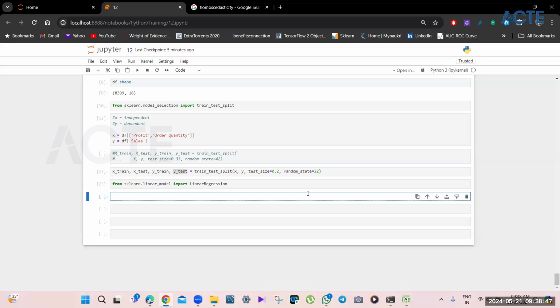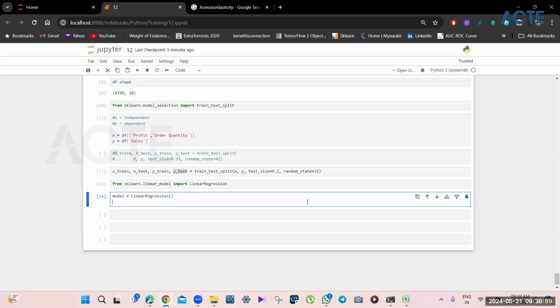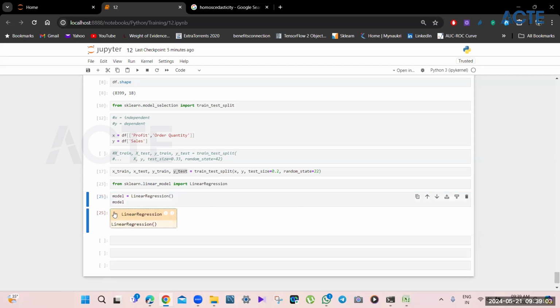Now let's create an object. model is equal to LinearRegression(). Yes, this object has been created. Now, what is inside this model? If I run only this, yeah, it has this value, LinearRegression, inside of it.